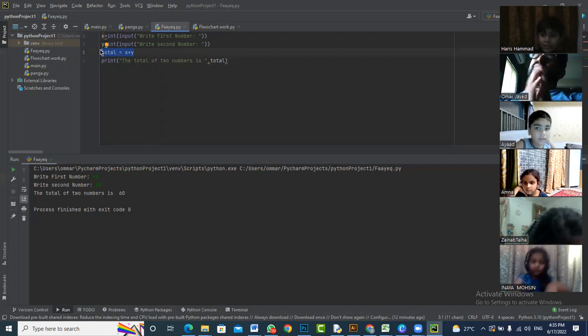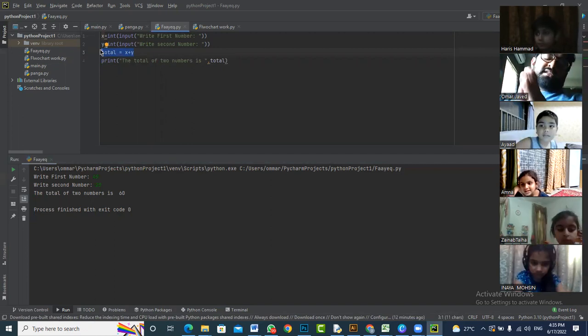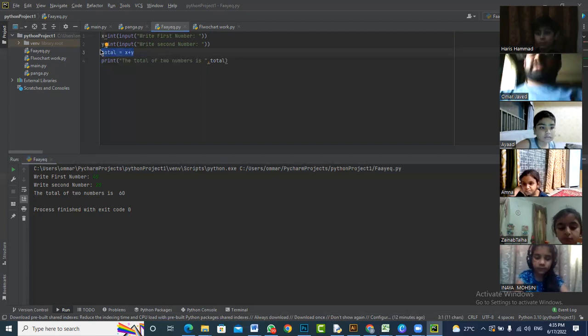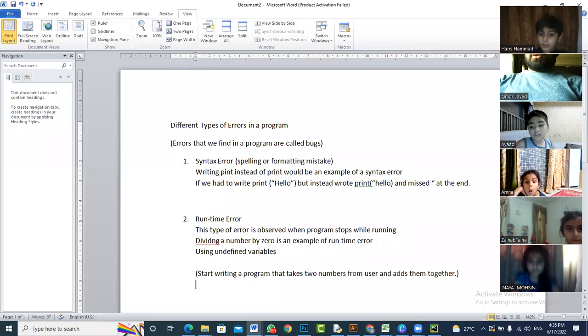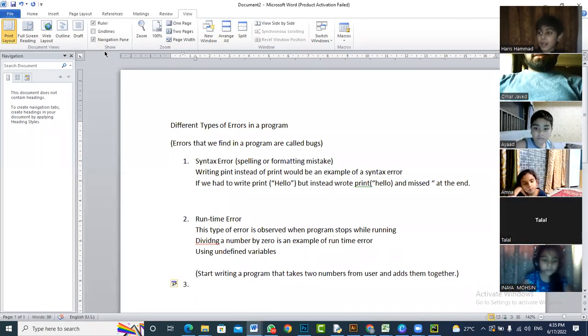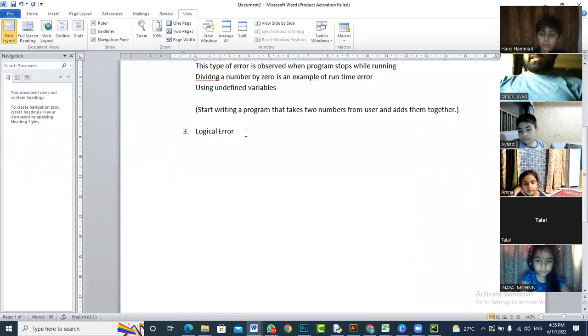Okay, so let's go towards the next thing. The next and the last type of error is a logical error. What kind of error is the last one? Logical error, I don't know. No problem if you don't know that word. That's a new thing. You don't know that logical error, what does it mean or how does it work? But I will explain that to you.